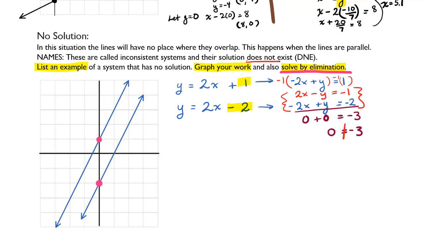So we say this system does not exist. It is not consistent. It is an inconsistent system. There is no point where one graph crosses the other.